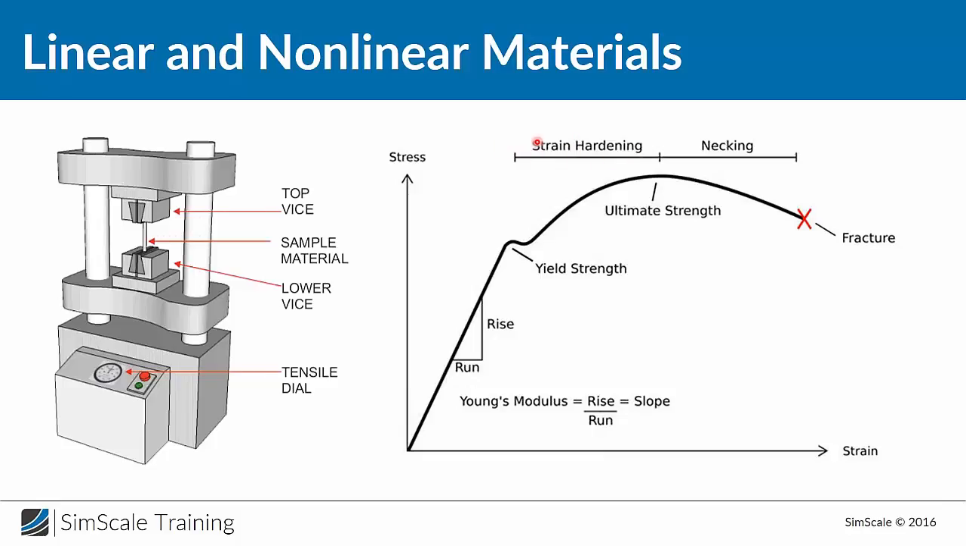So it becomes harder, stiffer, not because of the plastic deformation. And once we've exceeded this point of ultimate strength, something will happen which we call necking. So the cross-section of the material will change and decrease very quickly. And basically here you can see the first two material behaviors which we will talk about today.